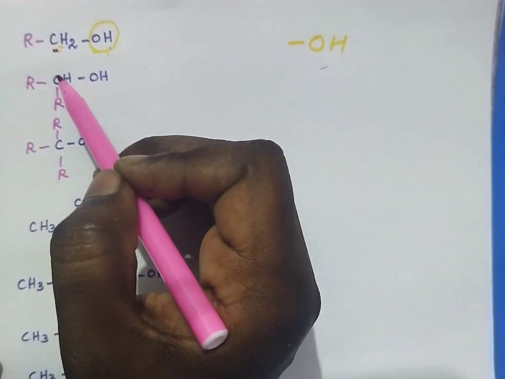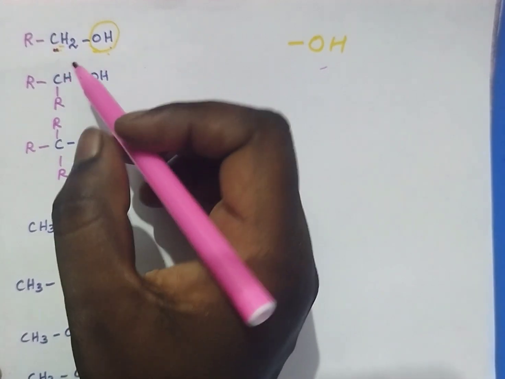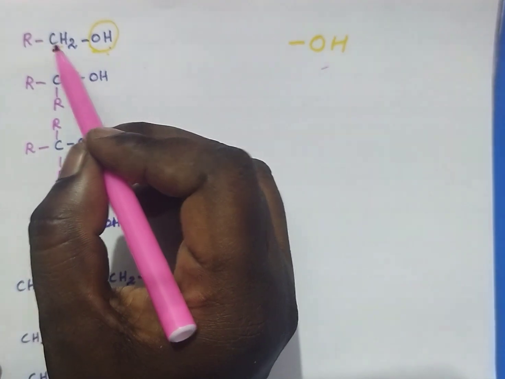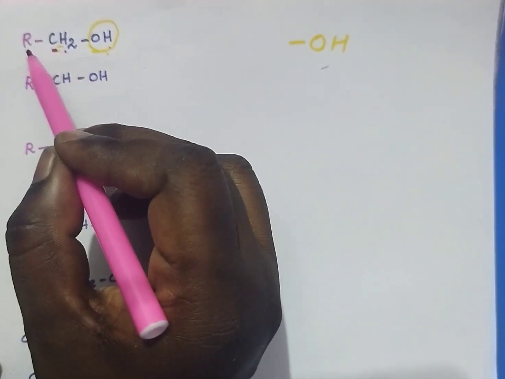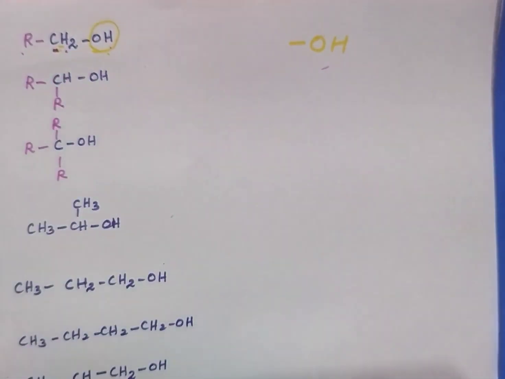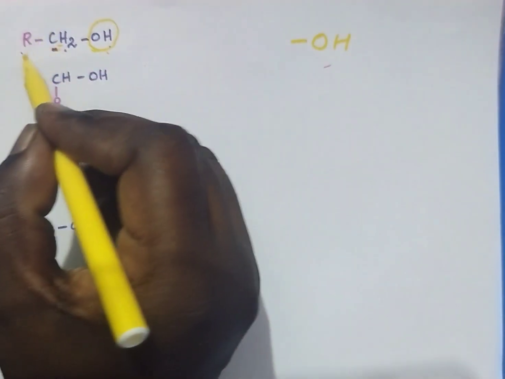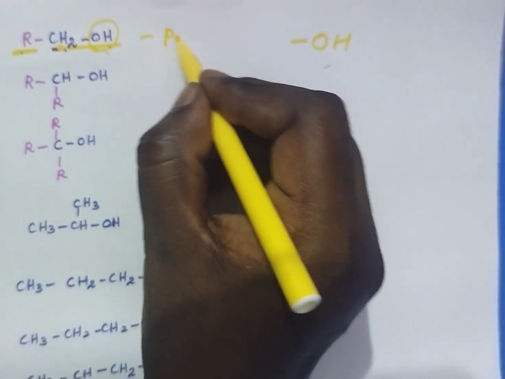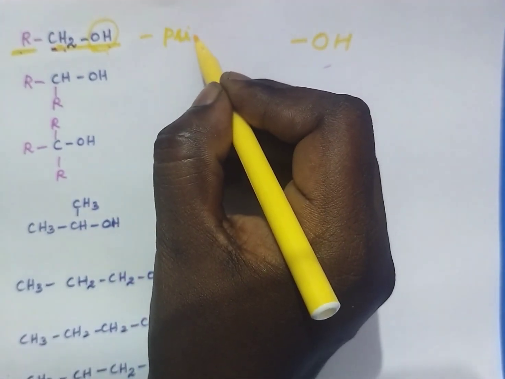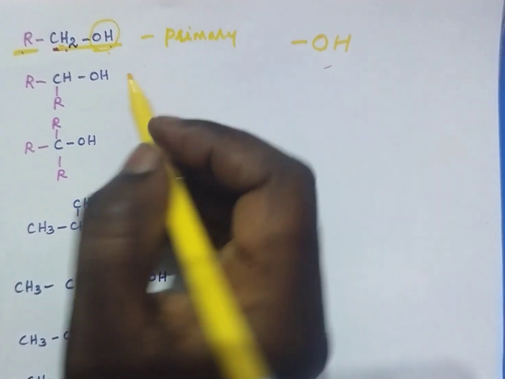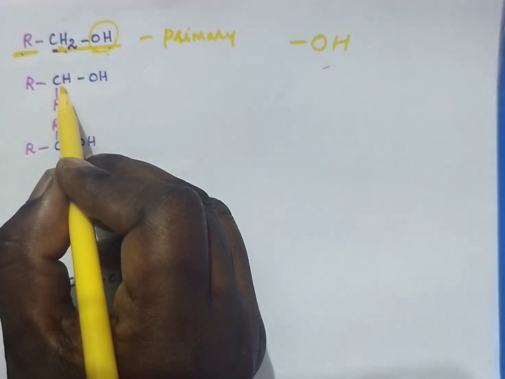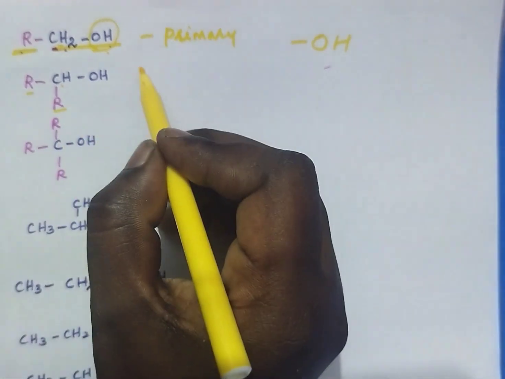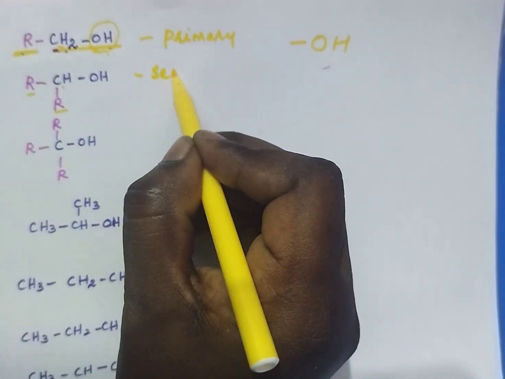Depending upon the hydroxy carbon, it can be classified into primary, secondary and tertiary. So what is meant by primary? Where the hydroxy carbon is directly attached with only one R group, with the CH2OH group, it is known as a primary hydroxy compound. Then a hydroxy carbon which is connected with two alkyl groups, that is 2R groups, is known as secondary.